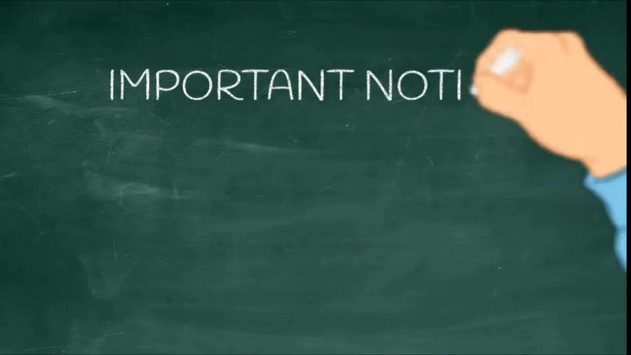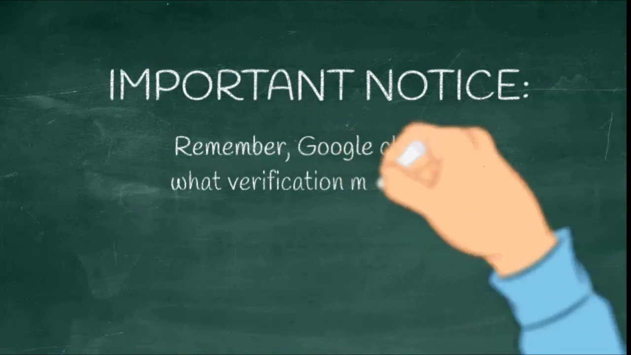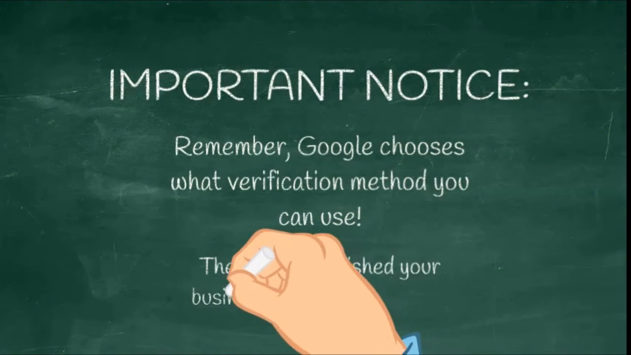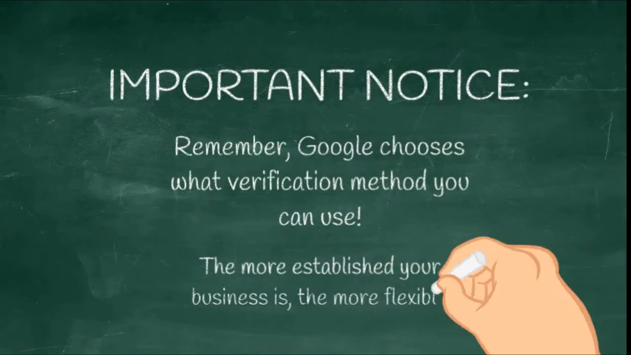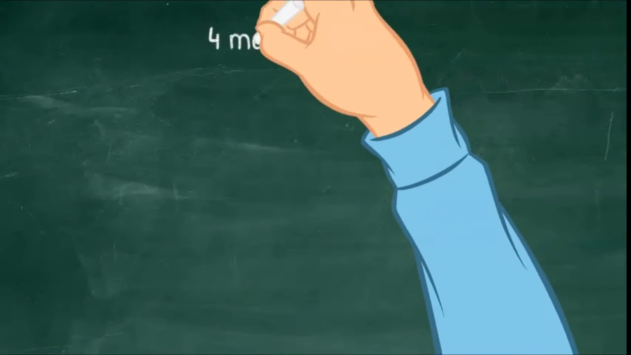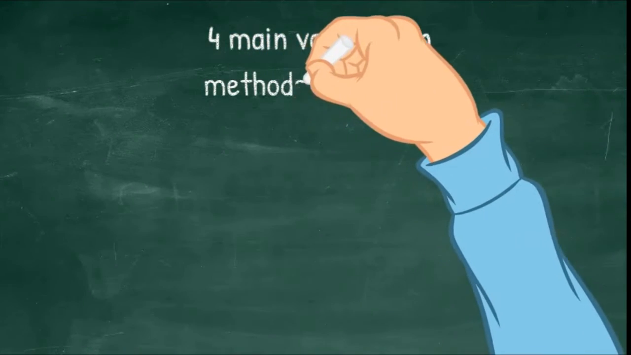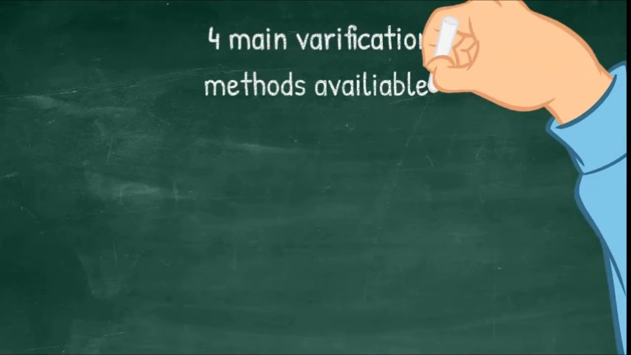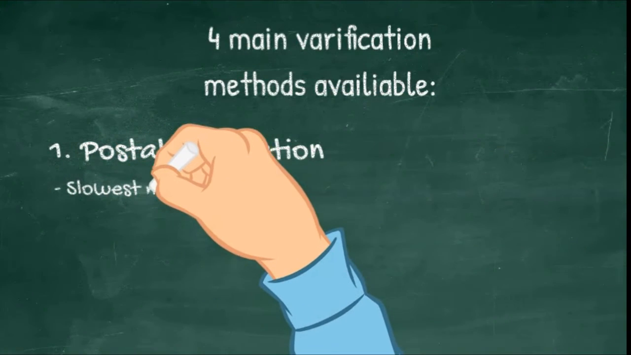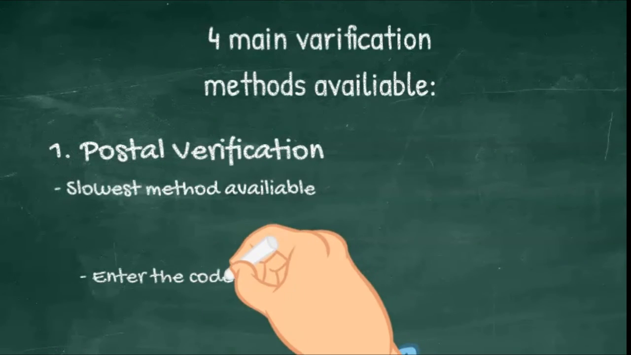There are 4 main methods of verification that may be available to you. They all have the same result, it's just some are quicker than others. Whilst you are often offered a selection of verification methods, not all methods we are about to cover will be available to you. Number 1, postal verification. This method is one of the slowest verification methods available, and it generally takes around a week to complete. With this method, Google will offer to send a postcard or letter to the address currently on the listing with a unique code for verification.